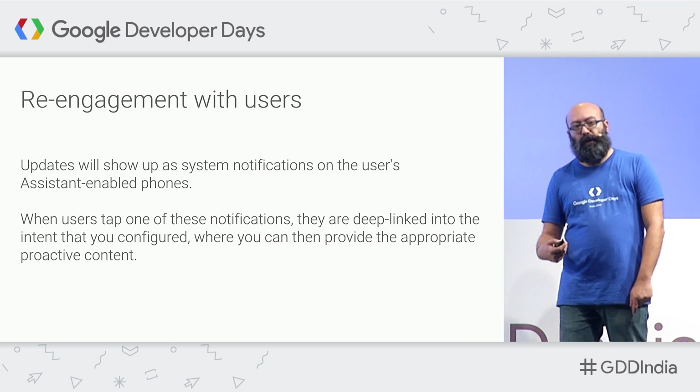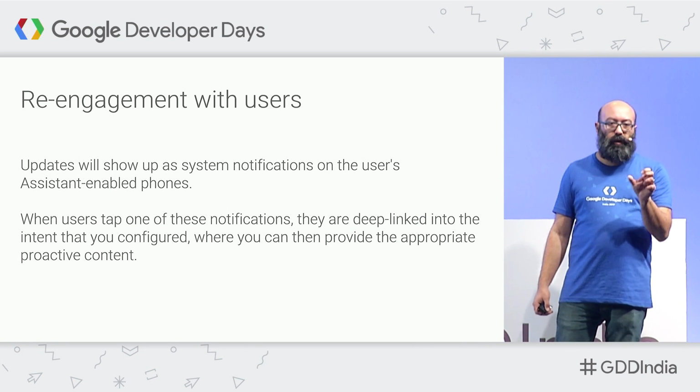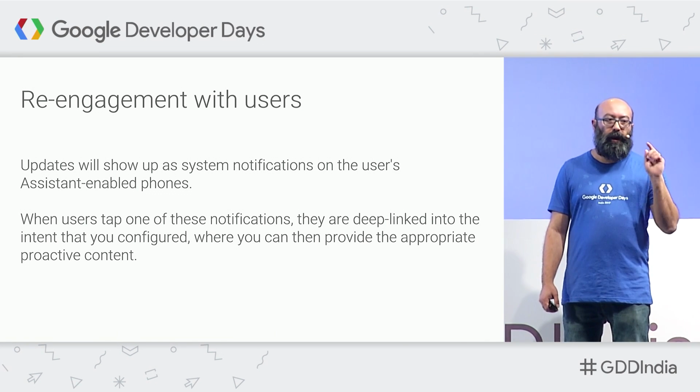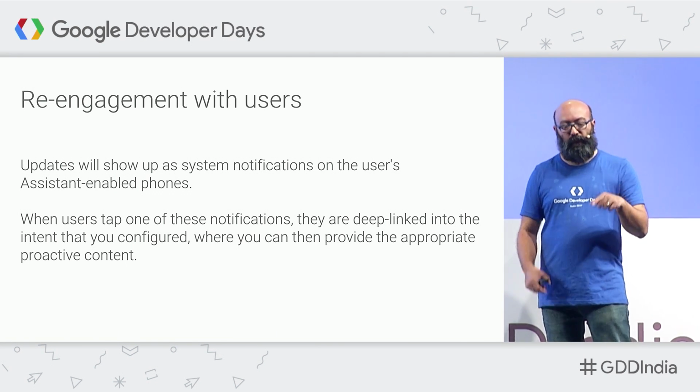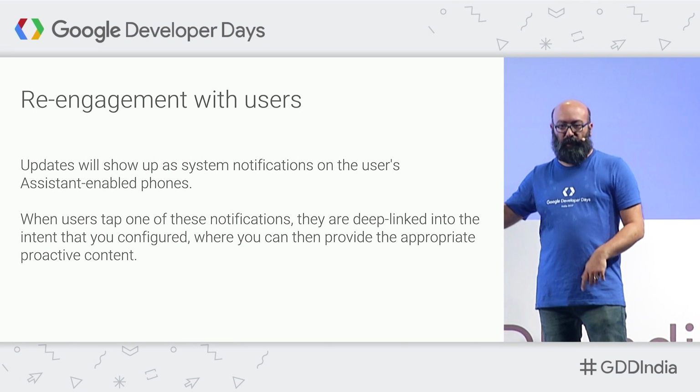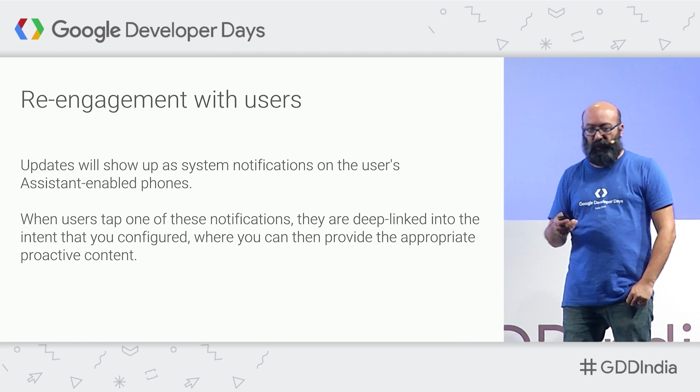When they receive the notification, it appears as a system tray notification on the Android app. And when the user clicks on it, it deep links into the conversation using the intent that you specified for the notifications.